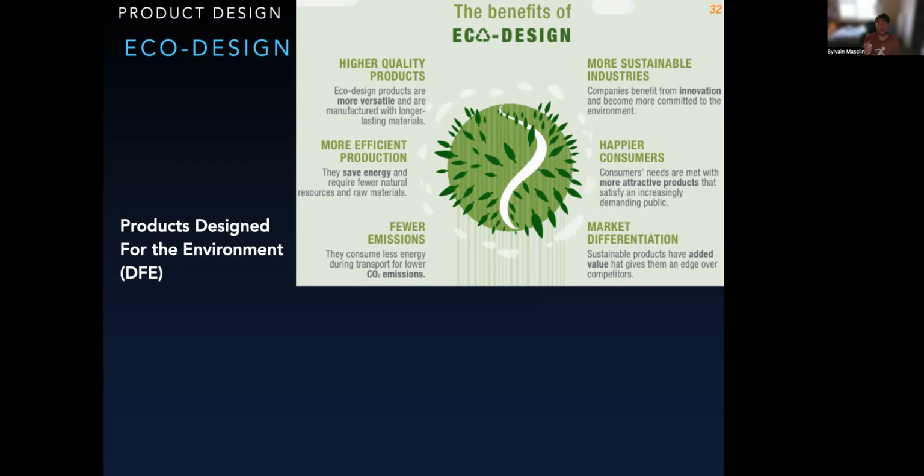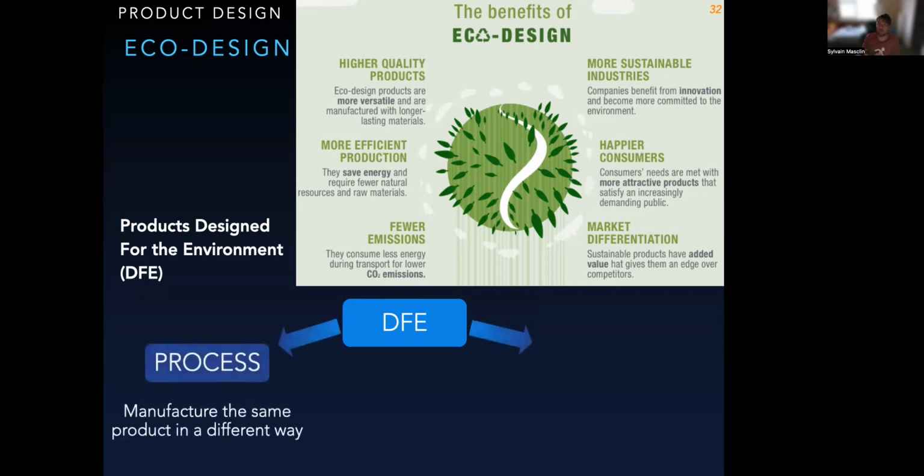This is all what's included in what we call product design for the environment, or DFE. And DFE will be acting on two points. Either you're trying to improve the process of making your product: you keep making the same product, but the manufacturing steps are different. You do it in a way that has less impact on the environment, that is more sustainable.